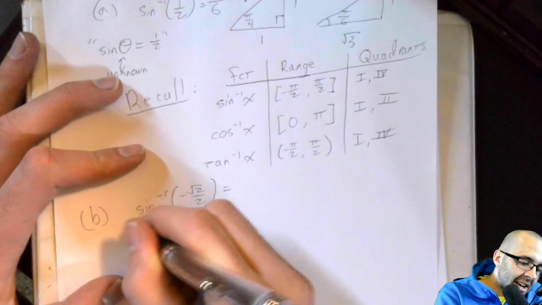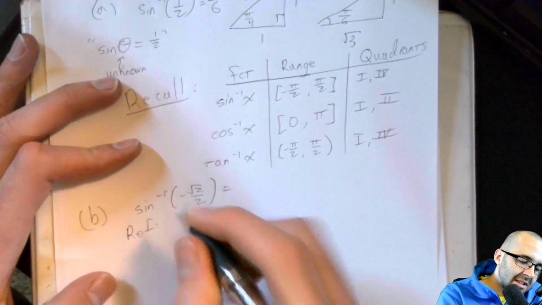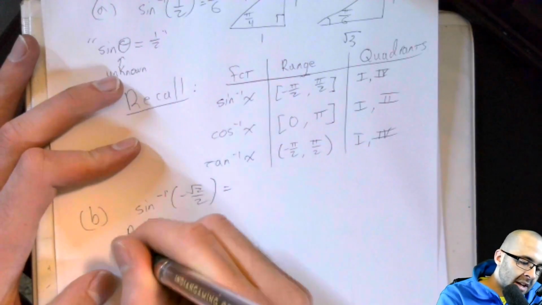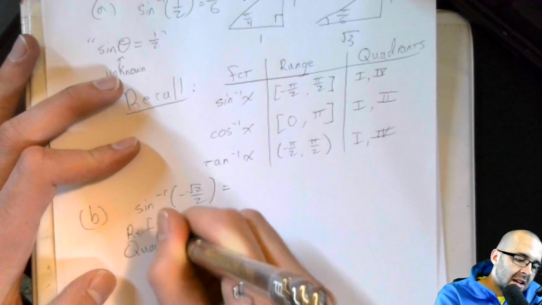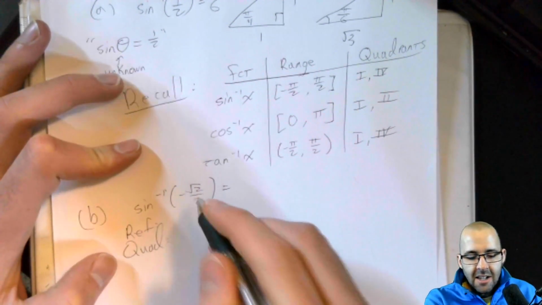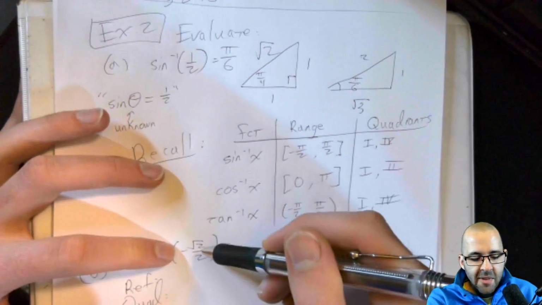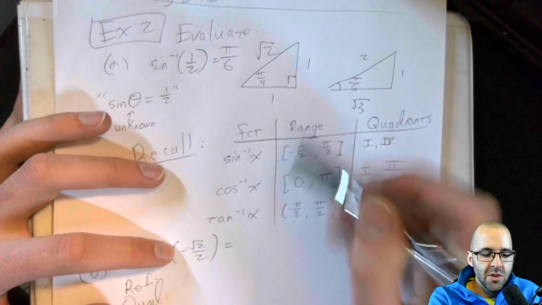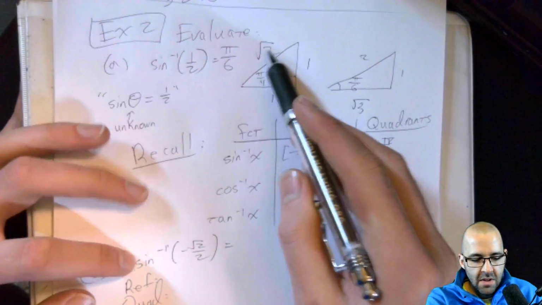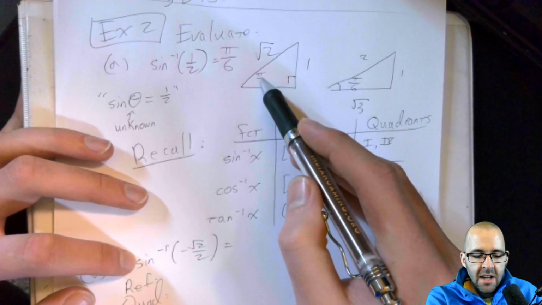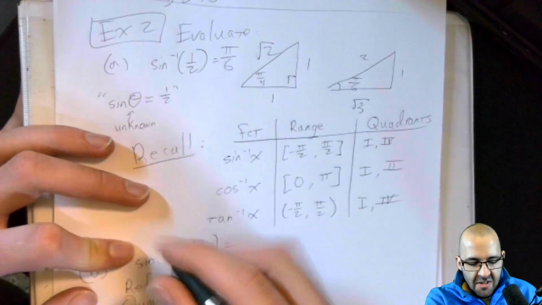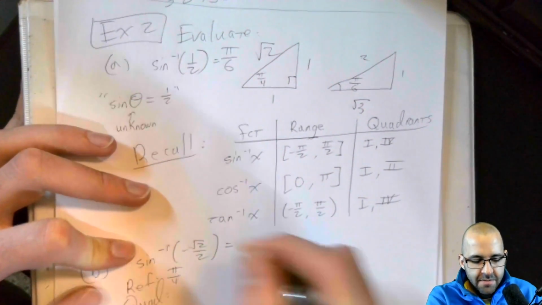And then go off to the side, look at, okay, what reference angle is going to give us root 2 over 2? And what quadrant are we going to need to be in to get that negative? So we go back to our special triangles, and remember that root 2 over 2 is just a rationalized version of 1 divided by root 2. So this pi over 4 angle has a sine of 1 over root 2. So our reference angle here is going to be pi over 4.